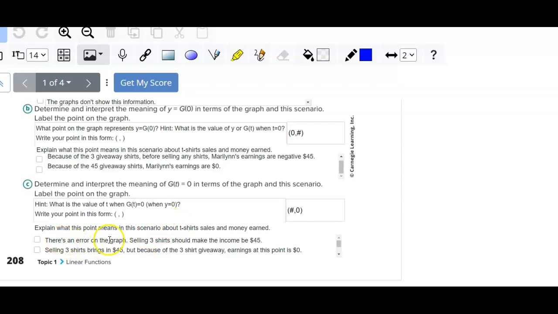Does it mean that there's an error in the graph? Selling 3 shirts should make the income be $45? Or is the correct option that selling 3 t-shirts brings in $45, but because of the 3-shirt giveaway, earnings at this point is 0? So you decide which description is best in this situation.